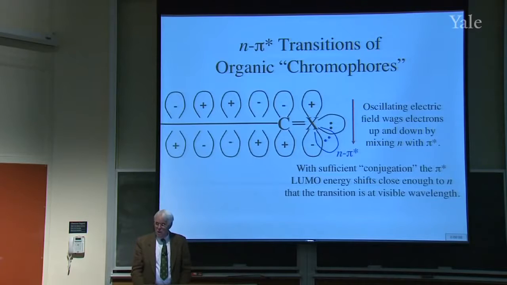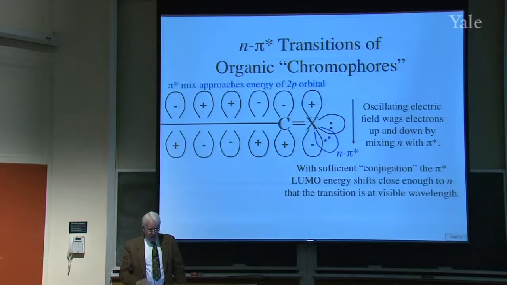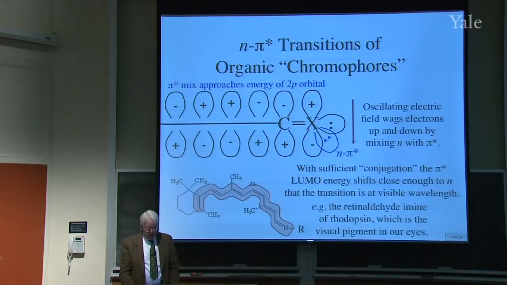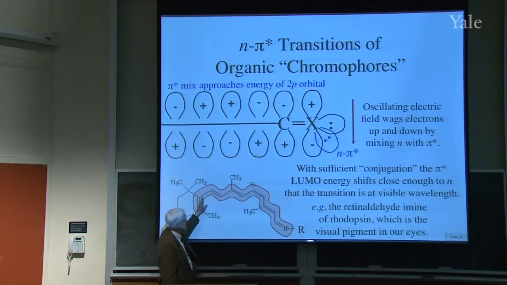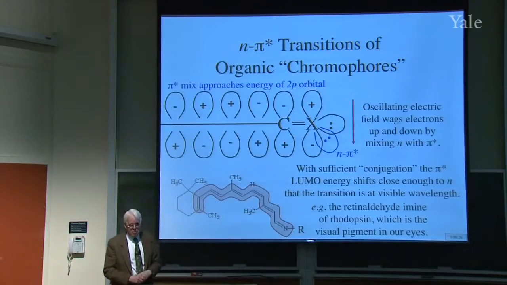If we put more and more double bonds in there, then the LUMO is going to look like this. It approaches the energy of an isolated p orbital. So the light will get redder and redder that interacts. And this makes a lot of difference as the pi star approaches the energy of the 2p orbital. So for example, this molecule, which has an unshared pair on nitrogen here, which could mix with pi star of this really long conjugated system, right?